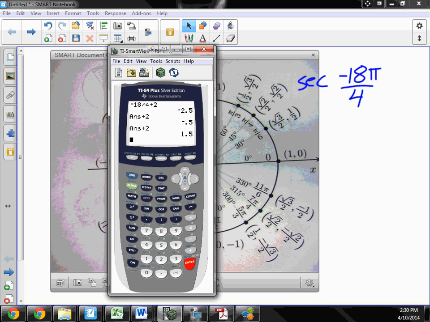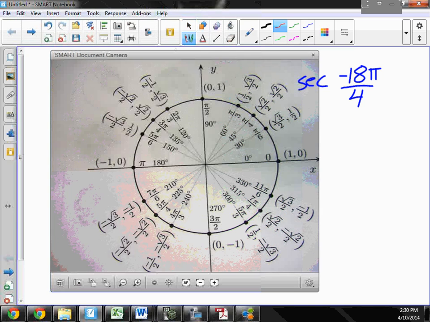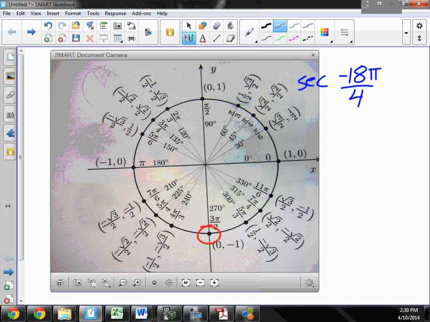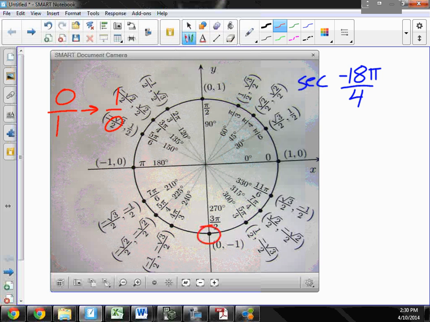Now what do I do with that number? You can change it into a fraction, and I get 3 pi over 2. 3 pi over 2 is right here. Secant is the reciprocal of cosine, which is the x value. So I'm going to turn my 0 over 1 into a 1 over 0, which is infinity. The inverse of 0 is infinity. That's weird. The multiplicative inverse of 0 is infinity.